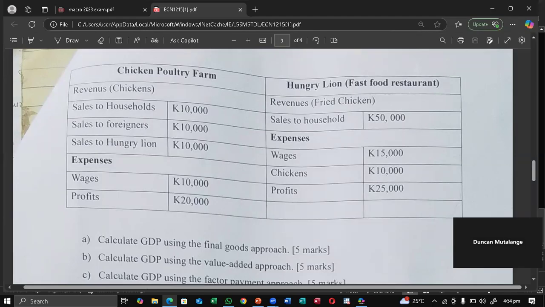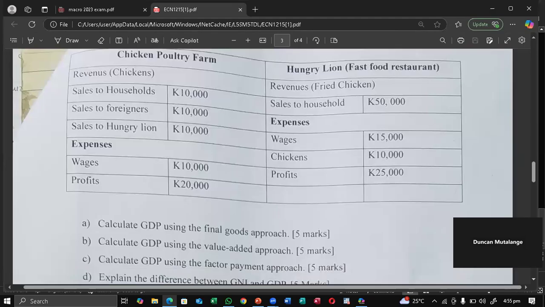Remember, we said the expenditure approach, which is also called the final goods approach, sums up all the goods that were purchased by the ultimate user. Now, the ultimate user is the final user of the product. So when we are calling it a final good, it means the person who purchased it is the ultimate user, the final user of the product.